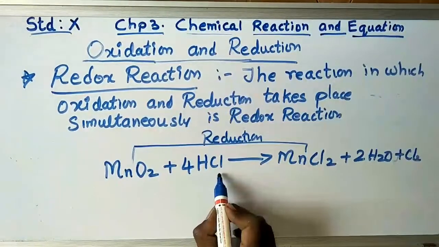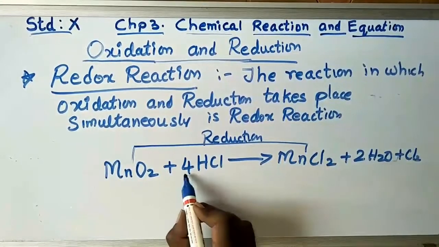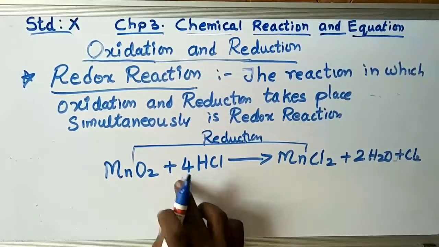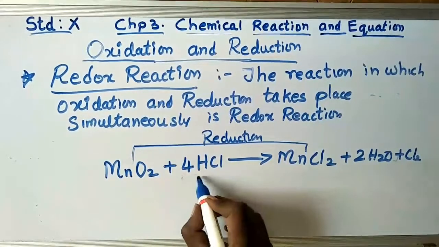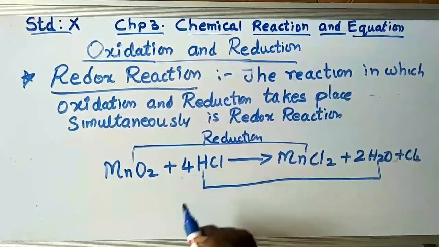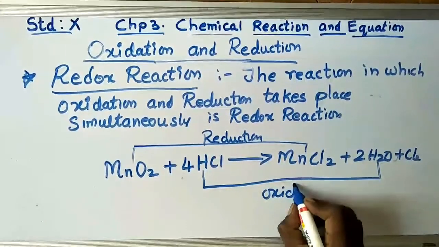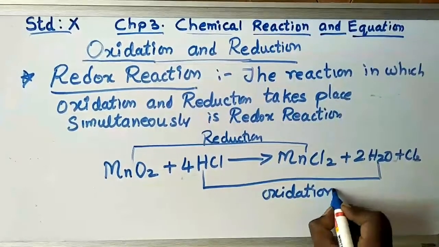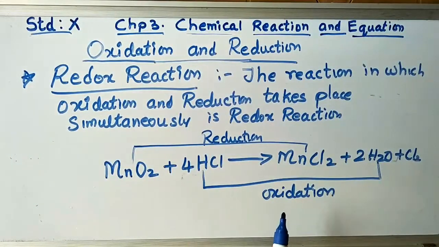Now 4HCl, when this hydrogen comes here, there is a gaining of oxygen. So in this reaction, oxygen is gained by the hydrogen. That means gaining of oxygen, we call it oxidation. So in one reaction, reduction as well as oxidation takes place. We call this type of reaction a redox reaction.